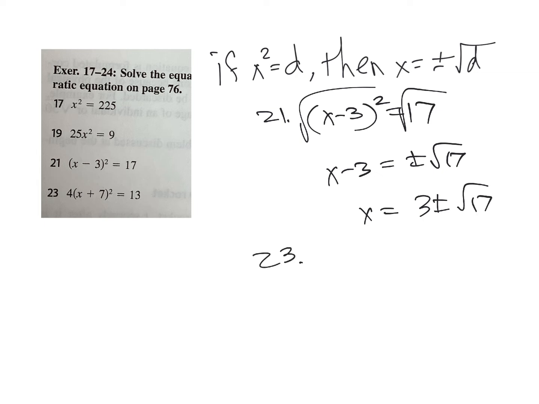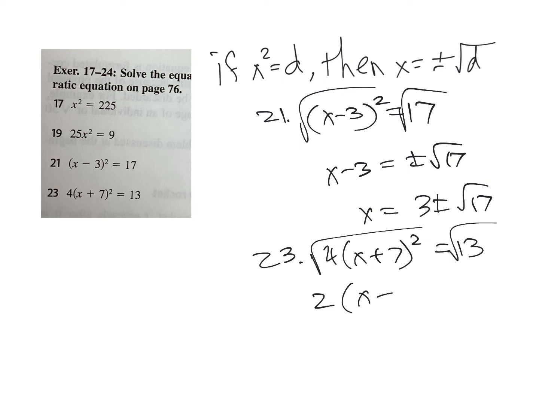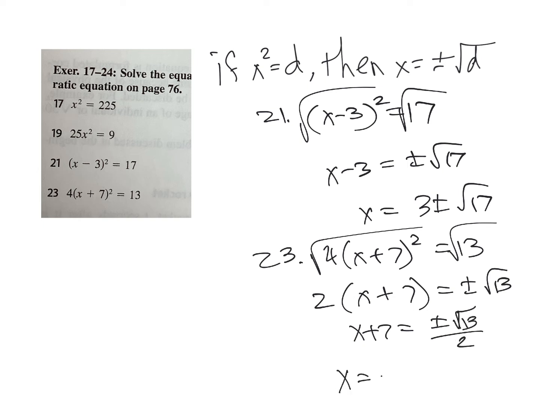And 23. 4 times x plus 7 squared equals 13. You could divide by 4 first if you wanted, and then take the square root, but we can take the square root of both sides and we still get the same thing. Plus or minus the square root of 13. Divide off the 2 now. x plus 7 equals plus or minus the square root of 13 over 2, and then subtract the 7. You get negative 7 plus or minus the square root of 13 over 2. All right, let's go ahead and keep going.